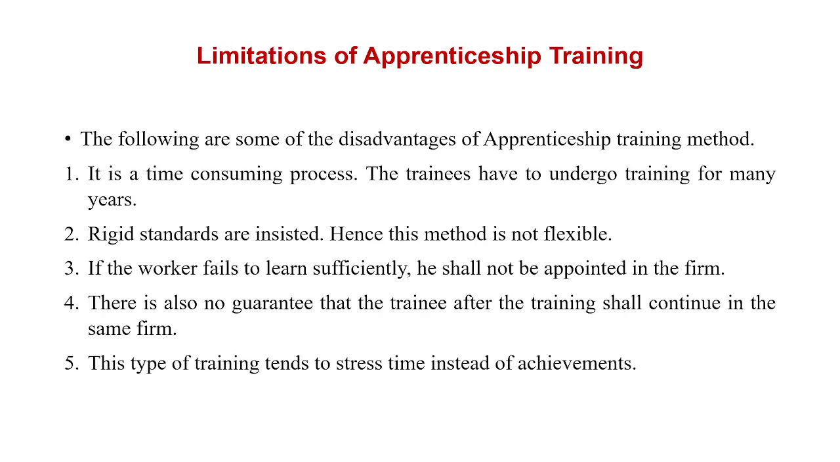And what are the limitations of apprenticeship training? What are the drawbacks in apprenticeship training? It is a time consuming process. The trainees have to undergo training for many years. Second one is rigid standards are insisted, and this method is not flexible. Third one, if the worker fails to learn sufficiently, he shall not be appointed in the firm. Fourth one, there is also no guarantee that the trainee after the training shall continue in the same firm. Fifth one, this type of training tends to stress time instead of achievement.